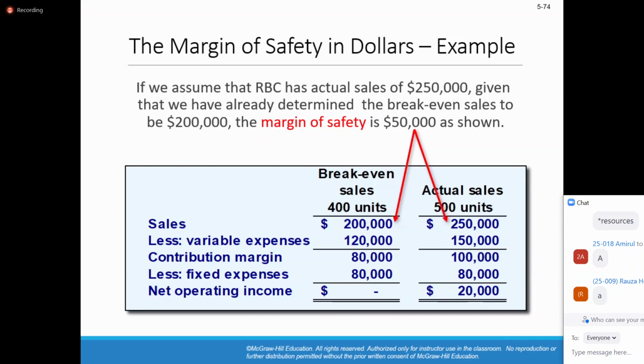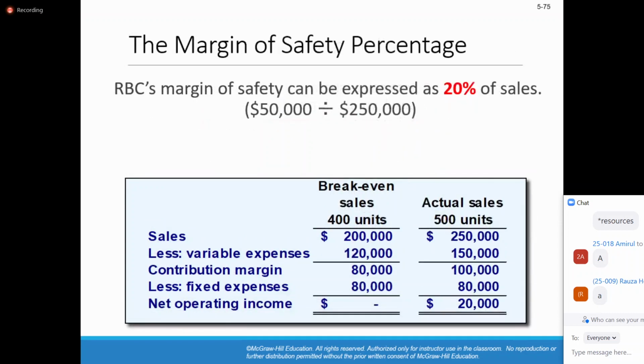And when you say that margin of safety is 50,000, it might not be a comparable amount. So what can you do? You can express the number in terms of the sales. You have actual sales of 250,000. You have a margin of safety of $50,000, and you can easily express that as a margin of safety of 20% of my sales. In that case, it is a more standardized way of expressing the margin of safety.